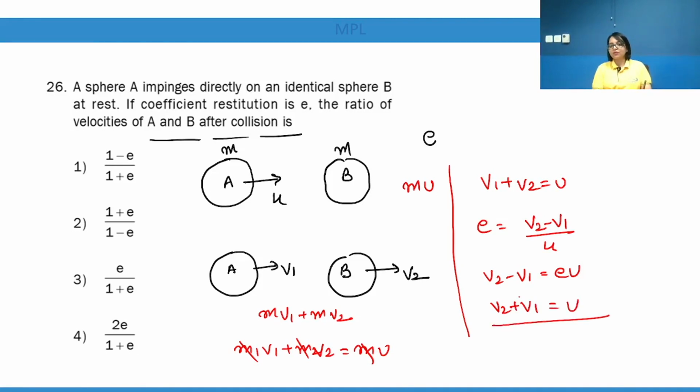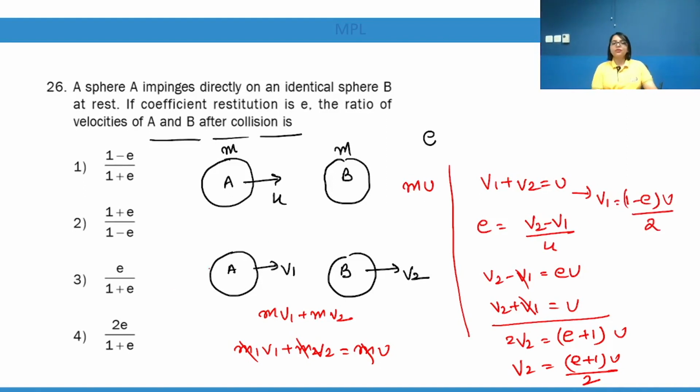Let's add these two equations. So you get 2v2 is equal to (e plus 1) into u. So v2 will be (e plus 1) into u divided by 2, right? Now, if you put the value of v2 in this equation, you'll get v1 equal to (1 minus e) into u by 2. So the ratio of v1 to v2 will be (1 minus e) divided by (1 plus e), which is option 1.